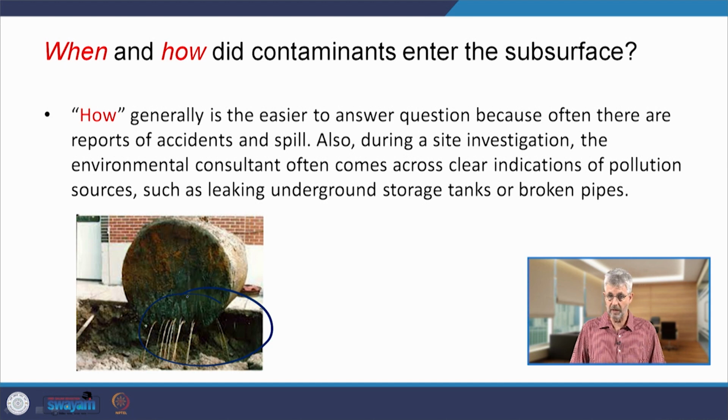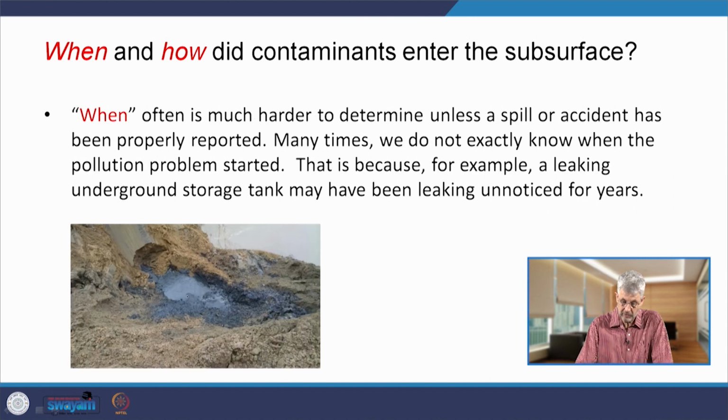Same is true for broken pipes or for clear indications of spills on the surface or on the property of a polluted site. The when is often much harder to determine unless a spill or an accident has been properly reported. That's not often the case because of negligence or other reasons. Many times we therefore don't really know exactly when the pollution problem started. That is because, for example, a leaking underground storage tank that I just mentioned before may have leaked small amounts, like a liter a day, for many, many years.